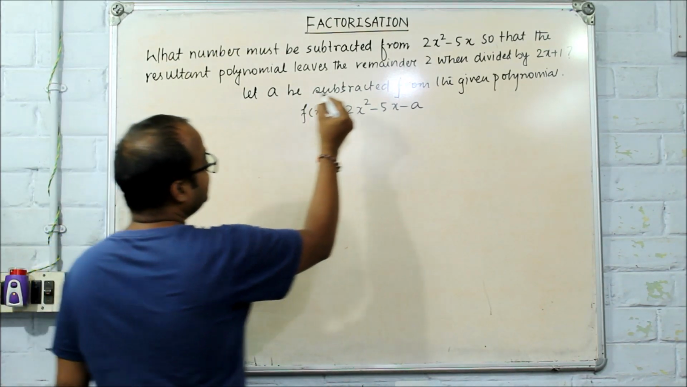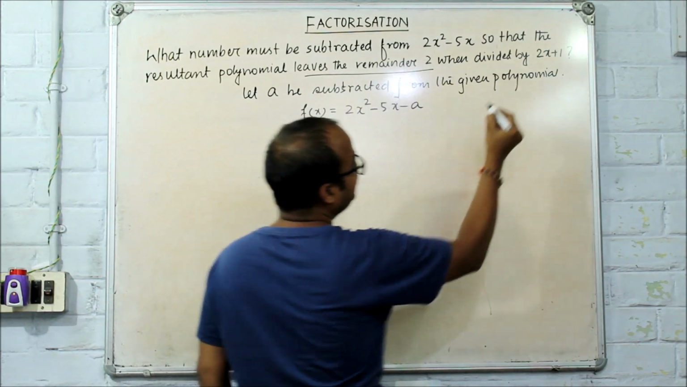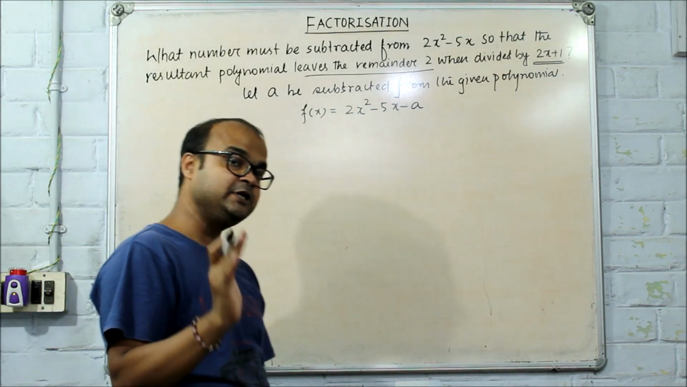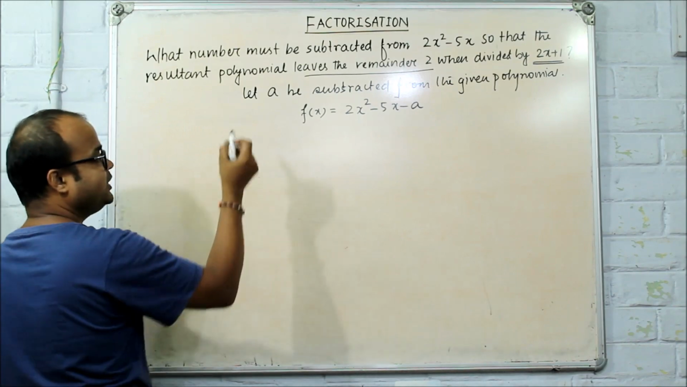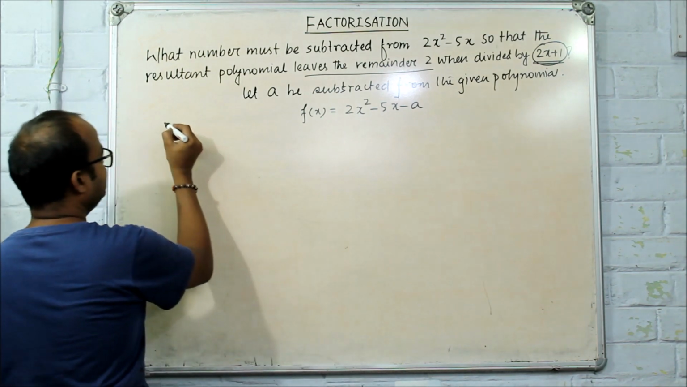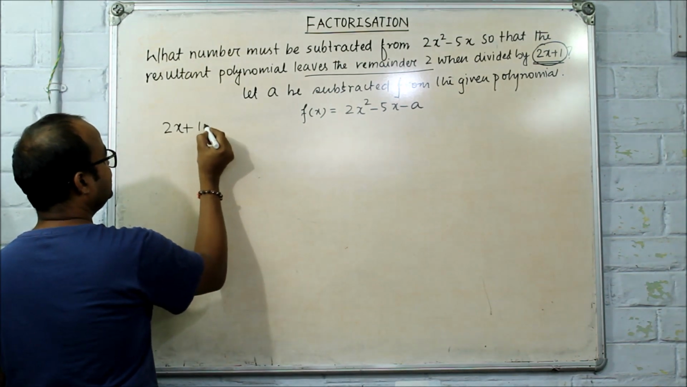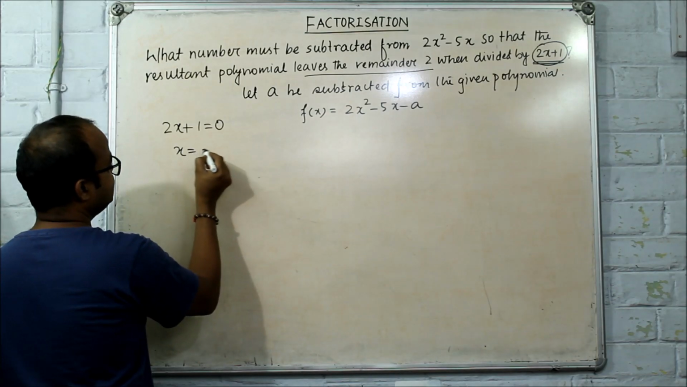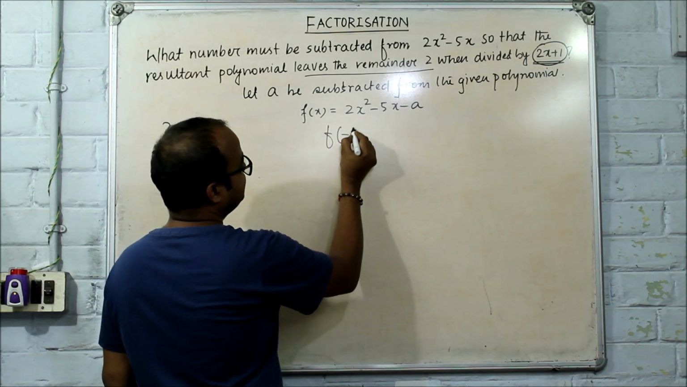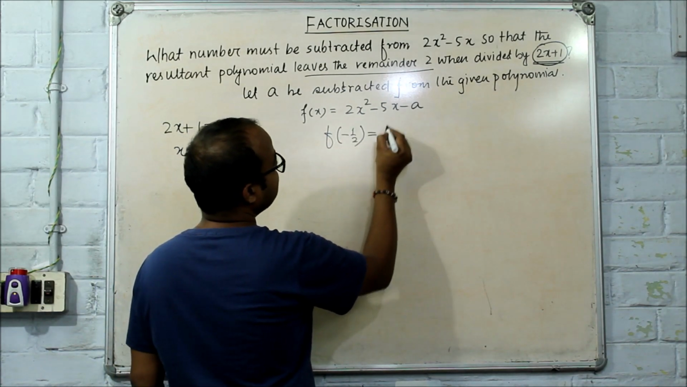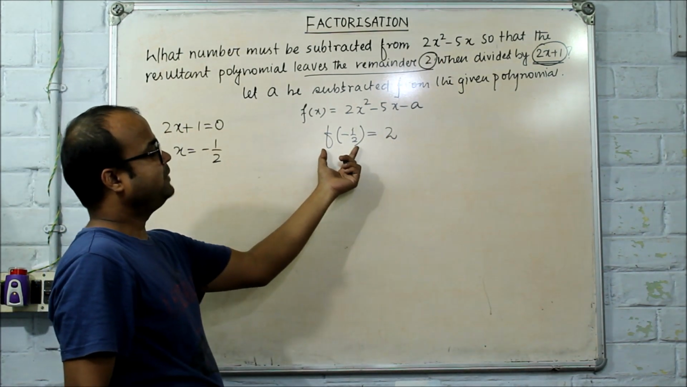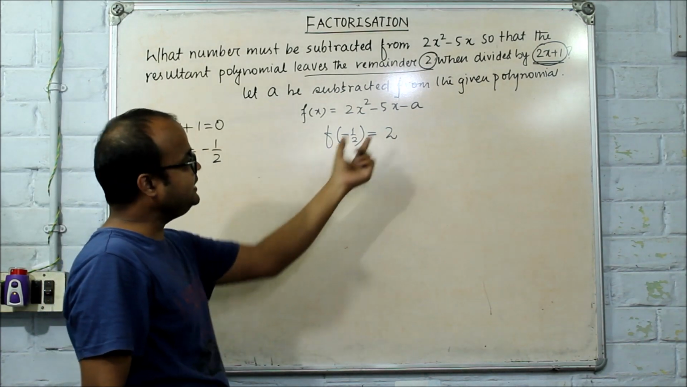Now the resultant polynomial leaves the remainder 2 when divided by 2x plus 1. Remainder 2, so it is an application of the remainder theorem. So in the remainder theorem what we do? We equate this divisor to 0 to find the value of x. So 2x plus 1 is equal to 0, it implies x is equal to minus 1 by 2. So here it is given that f of minus 1 by 2 is equal to the remainder, and the remainder is given as 2.